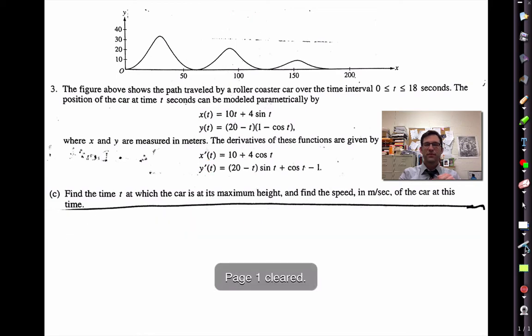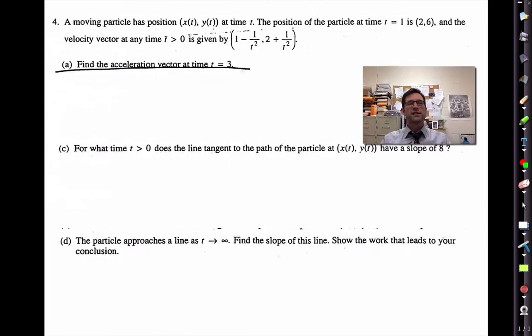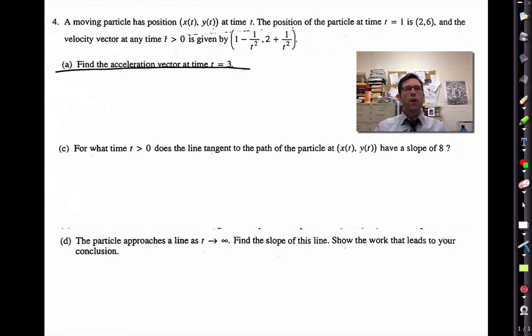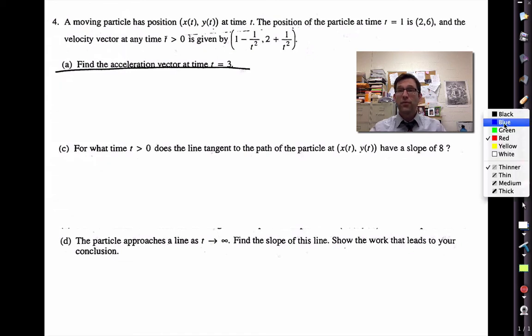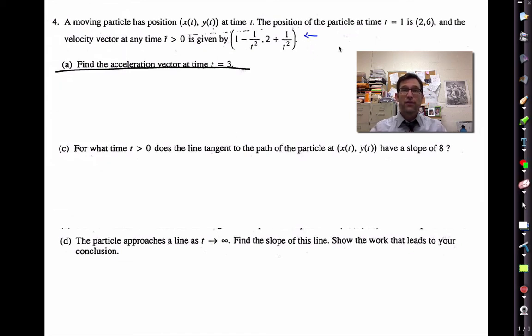All right, I'm going to clear that out. Let's go on. Let's look at the last problem. A particle has a position x comma y as a function of time. The position of the particle at t equals 1 is 2 comma 6, and the velocity vector is given by that expression. It's important to note right from the get-go that what they're giving us here is v of t, the velocity vector. They want the acceleration vector at time t equals 3. Go for it. Easy enough.